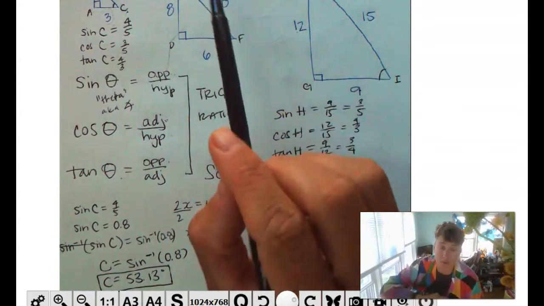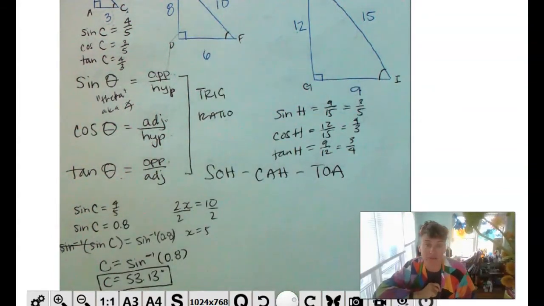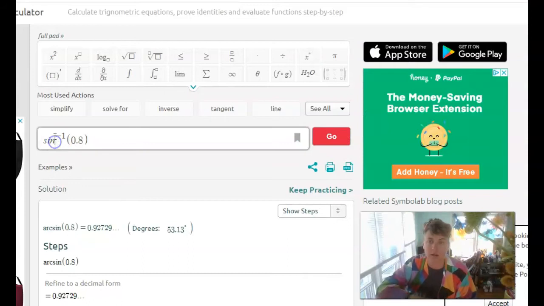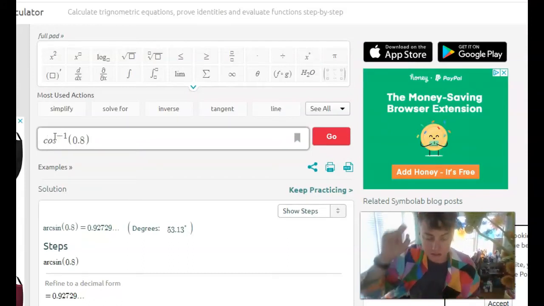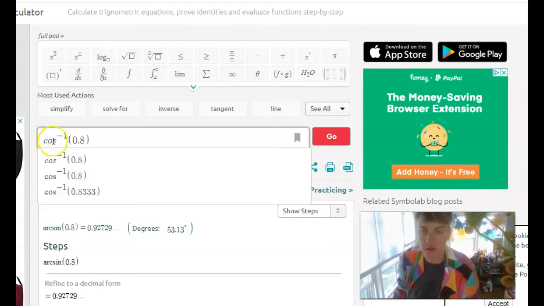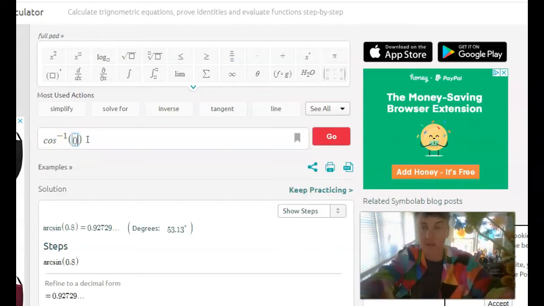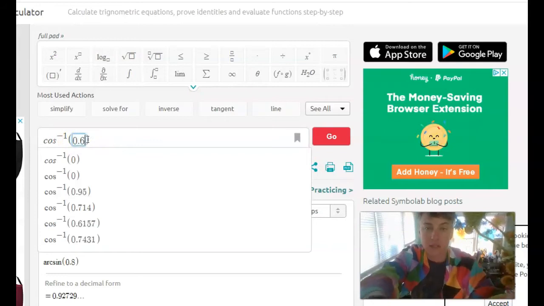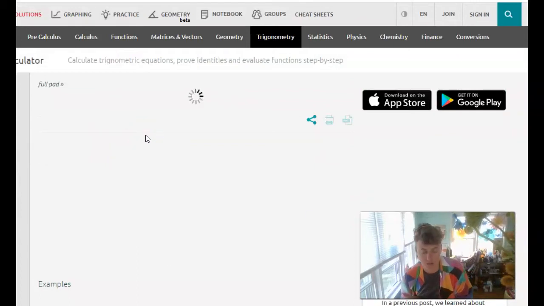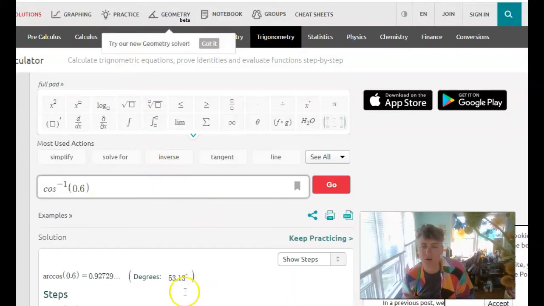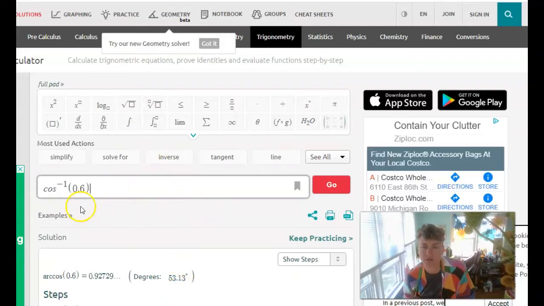And just to prove a point, I'm going to do that real quick. Okay. So, we had the cosine of C equaled 3/5, so we want the cosine inverse of 3/5, which is 0.6. Plug that in. And drum roll, please. We get 53.13 degrees. Excellent. So the cosine would give us that same information.